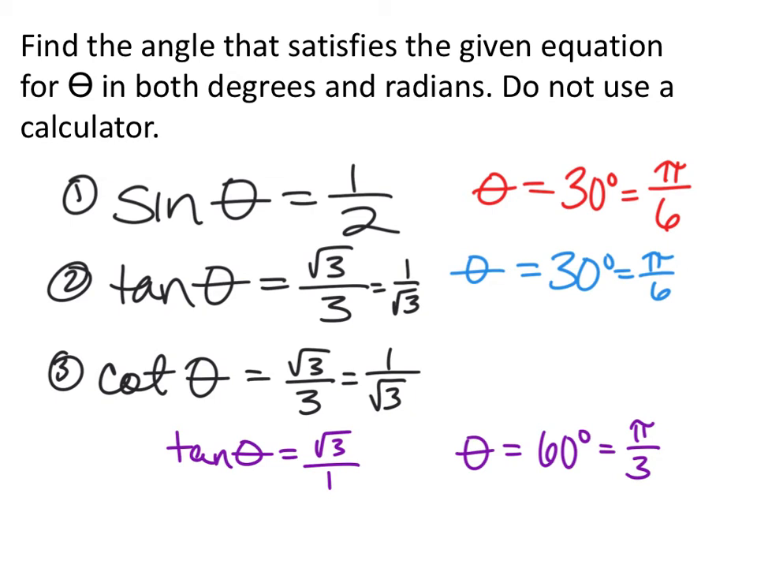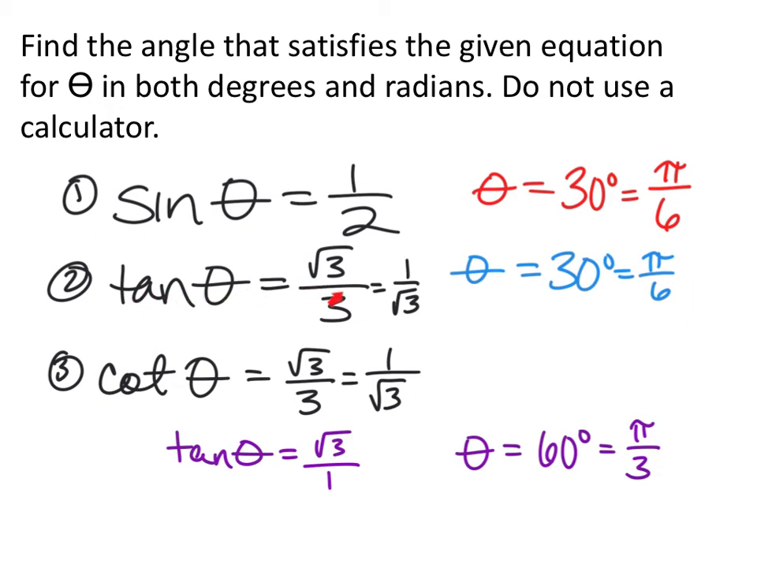Okay, so here's kind of working backwards. We're asked to find the angle that satisfies the given equation for theta in both degrees and radians without the use of a calculator. I like using the hand trick for this, and again, I know I can't show you that right now, but if you refer to that table, if we have sine of theta equal to 1/2, well, 1/2 on my table appears when theta is equal to 30, or pi over 6. So that's what theta's measurement is. To get 1/2, the angle measurement would have to be 30 degrees, or pi over 6.